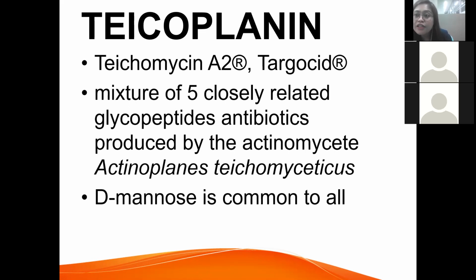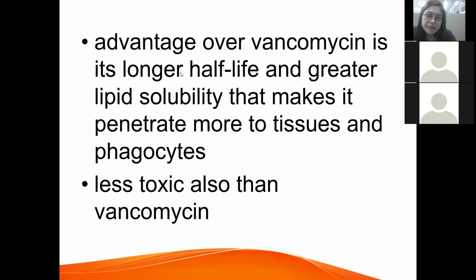So, they have sugar. Mannose, right, is a sugar. So, they have sugar in their structure. Now, since this is also a polypeptide, most likely its action is similar to that of vancomycin. However, it has advantages over vancomycin. Number 1, teicoplanin has a longer half-life because it has greater solubility in lipids. So, since it has greater solubility in lipids, it can penetrate the tissues and the phagocytes more, and it can stay there for a longer period of time.